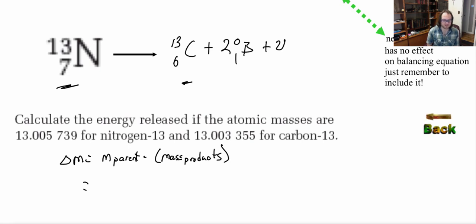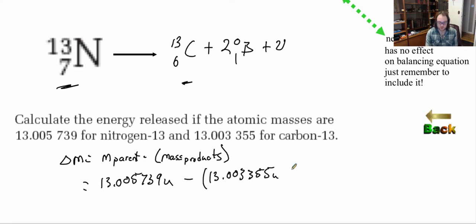So the mass of my parent in this case is 13.005739. Now my products, we have my daughter, which is carbon-13, which is 13.00355. And we also have two, you might say electrons, because it's a positron and an electron being released. And the atomic mass of a positron or electron, if you look up in that table on page 881, is going to be 0.000549. Now, if we calculate these and put these all together, we're going to end up getting 0.001286 as my mass defect.